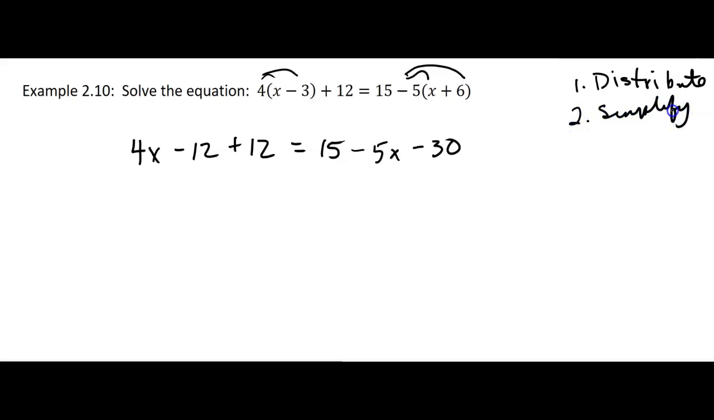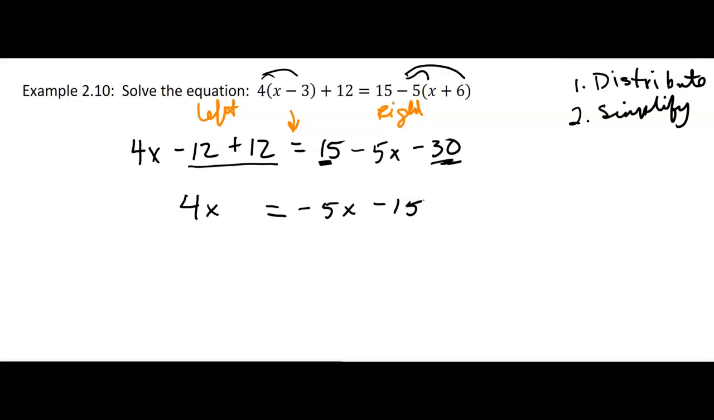So if there's anything you can do on the left side, and I'm talking, there's an equal sign here, so I talk about the left side and the right side. If there's anything I can do to simplify the left side, I'm going to do it. So I can combine negative 12 and 12, 0. Now you can put plus 0, but you don't have to. And then on the other side, it looks like I could combine the 15 and the negative 30. So I'm going to write negative 5x minus 15. Yeah, okay, there we go.